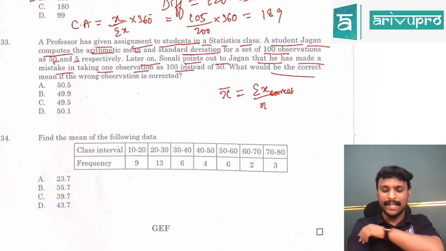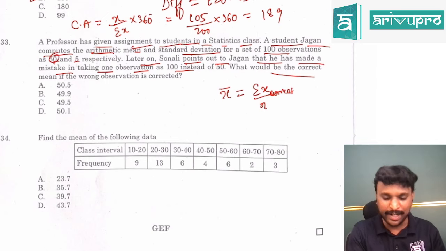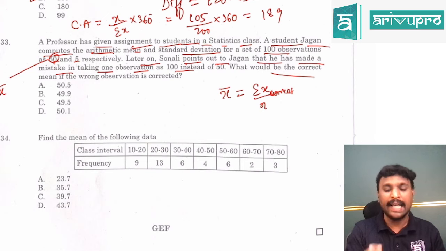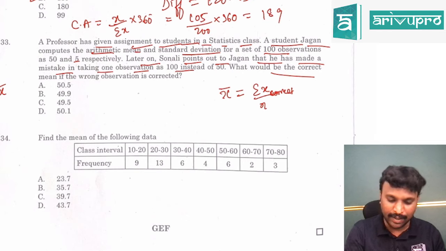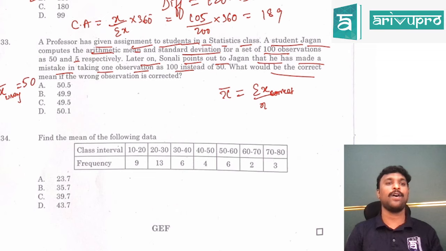Guys, why is the given 50, the mean x bar, not a correct value? It is a wrong value. Why? One of the observations was wrongly taken. So because of that, the x bar value they have given is a wrong value.